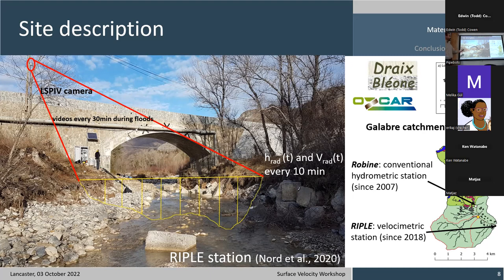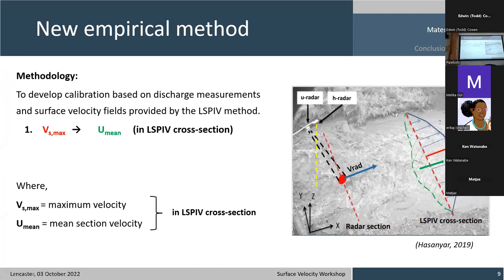For this second station, we have both radar H and radar V measurements every 10 minutes. And during floods, we record a 10 second video every 30 minutes. The method we propose is to develop a calibration, based on LSPIV discharge measurements, between the VS max and the U-min in the LSPIV cross section. But as our V radar is not located in the same cross section, we will have to add a second rating between the local velocity and the VS max.